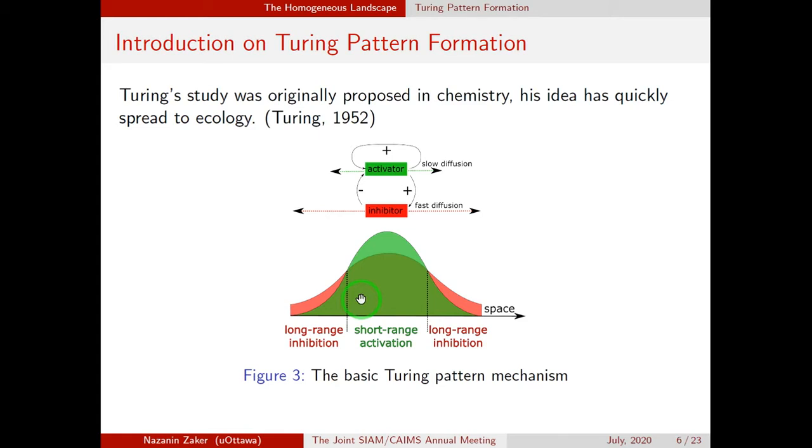But to get Turing pattern formation, we have to have two fundamental properties. The first one is that we need two substances, an activator and an inhibitor, which have positive and negative effects on each other. The other one is that we have to have a difference between the movements of these two substances. We have to have slow diffusion for our activator and fast diffusion for our inhibitor. Once we have these two fundamental properties, we can follow the mechanism to get patterns.